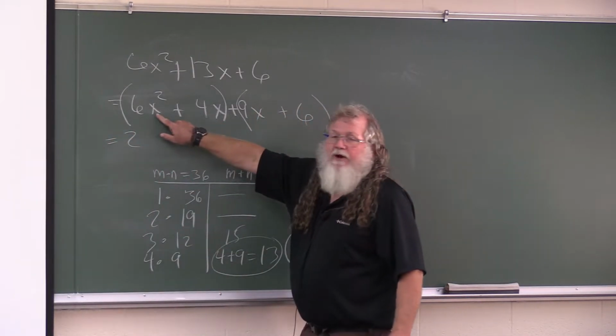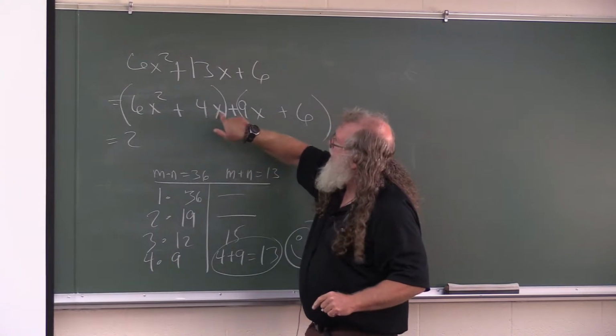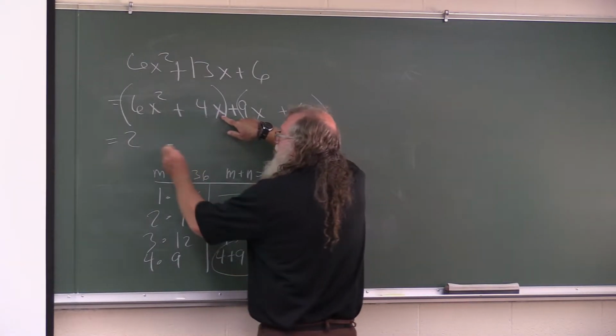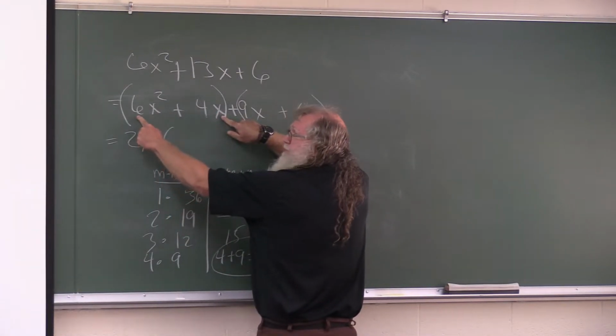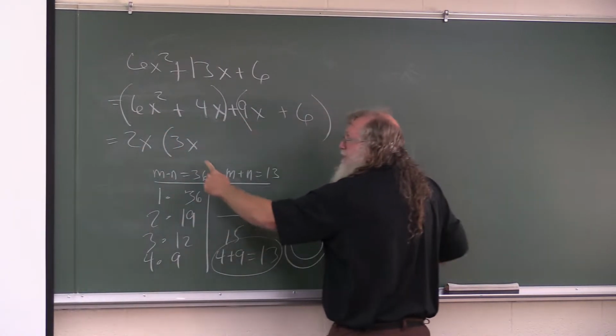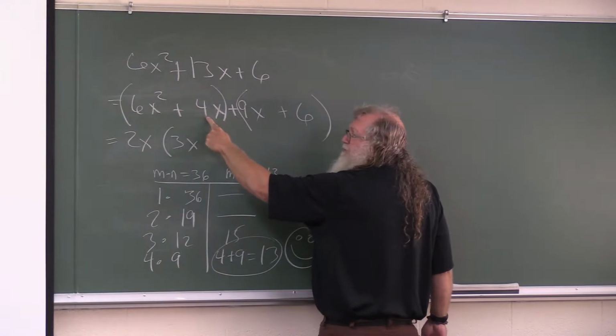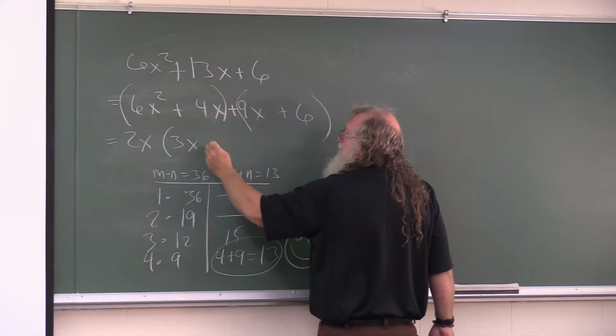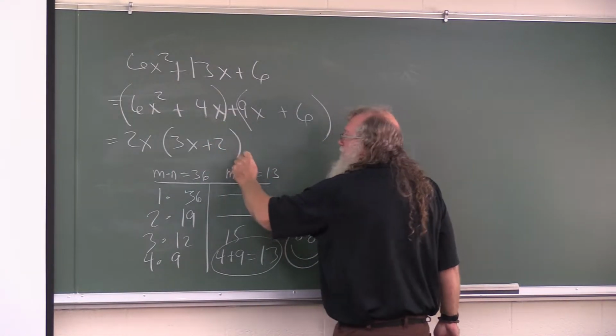Here I have x squared, which really means what? X times x. Here I have an x, so they both have an x in them. I can pull that out. Well, 6 goes into 2, what? 3 times. I had x squared. I pulled out one of them, so I still had an x there. 4 goes into 2, 2 goes into 4 2 times, and the x is gone.